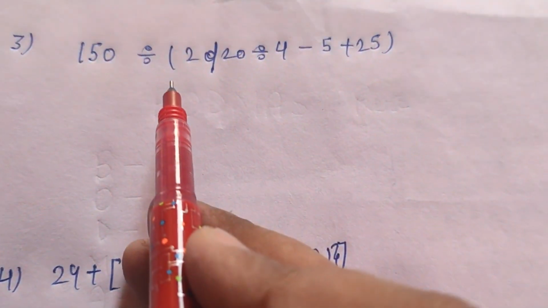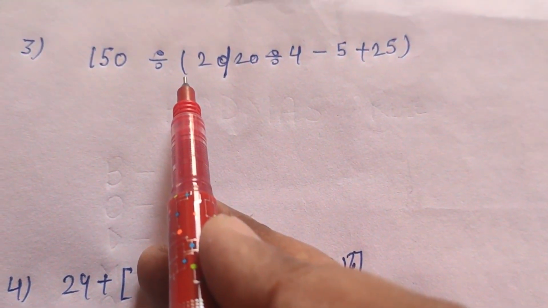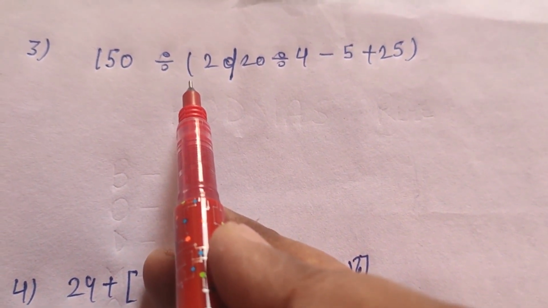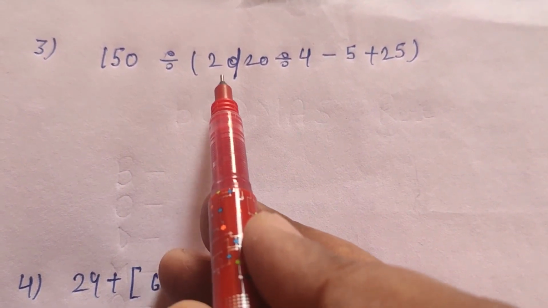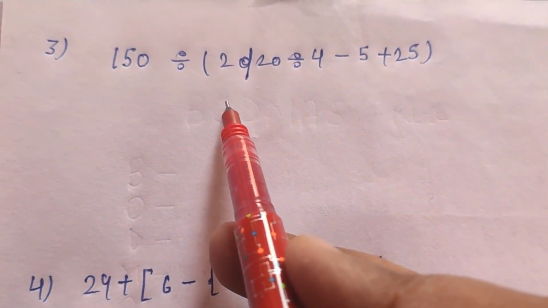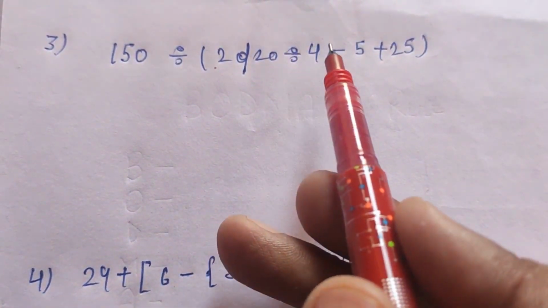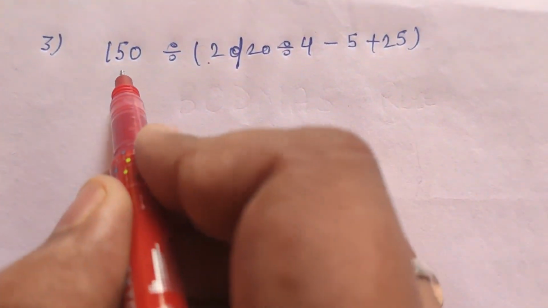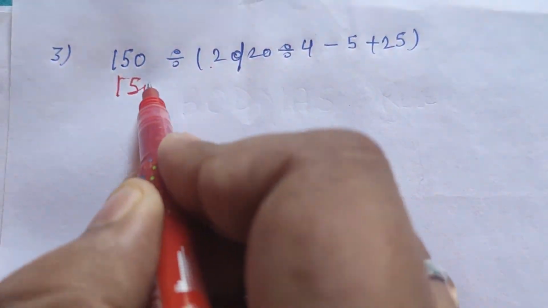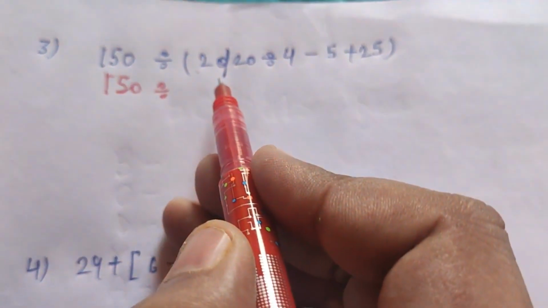Now example 3, it will be more clear. Here there is a bracket, and you can see there is only one bracket, which is a small bracket. So when a small bracket is given, we will solve only this small bracket. In this small bracket you can see off is there, divide is there, minus is there and plus is there. So first of all we have to solve off.